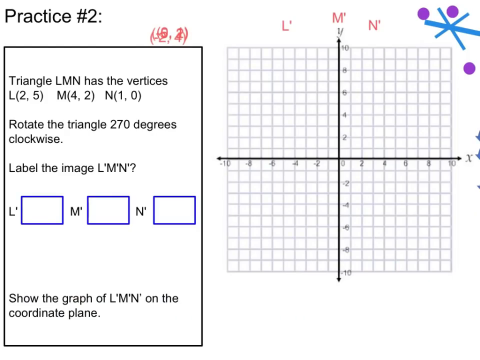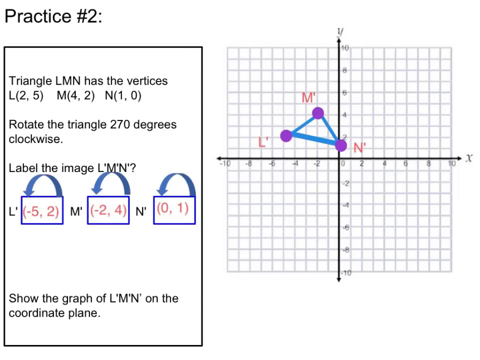So taking a look at practice number 2, it tells us the triangle LMN has the vertices listed below, and it wants us to rotate the triangle 270 degrees clockwise. Now, this is a practice problem, so I want you to try it on your own. However, maybe you can use the trick that we just talked about in the last example to help you out here. So I want you to go ahead and pause the video now, press play again to see if you are right.